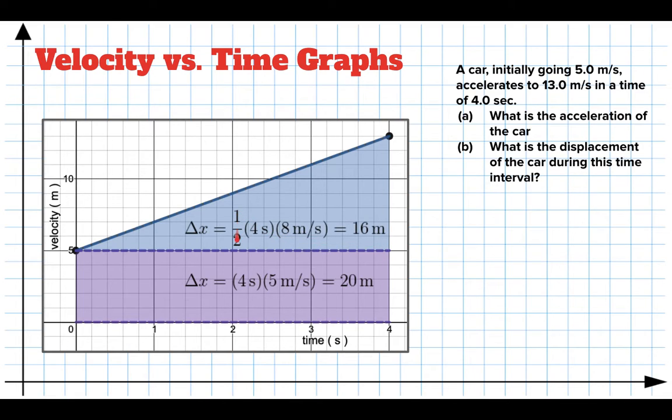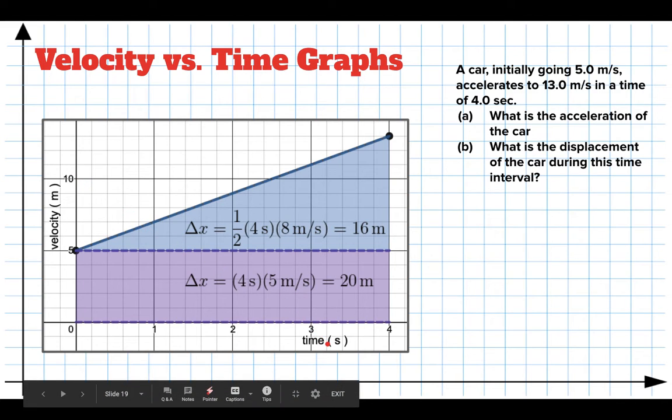So the area is 1/2 the base, 4 times 8, which is 16 meters. And so the total displacement of the car we can find from our graph is just 36 meters. The car goes 36 meters while it's traveling. So we don't really need all kinds of fancy equations. We just need to know that the area under a velocity versus time graph tells us the displacement.